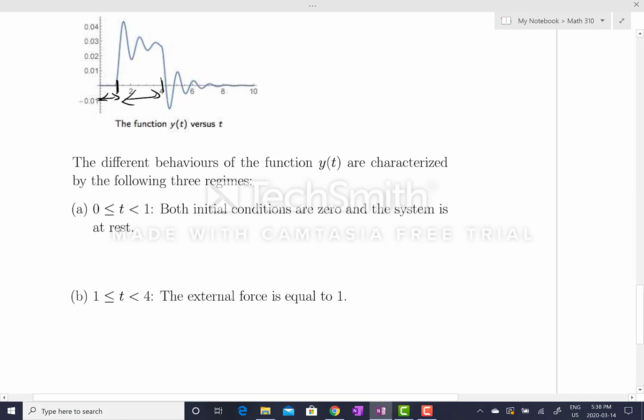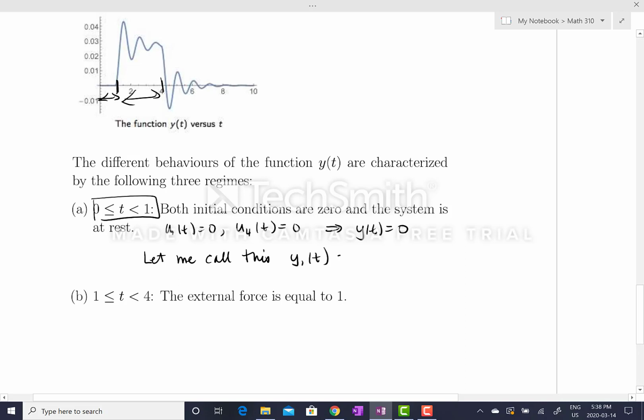So we have u1 of t is 0, u4 of t is 0. This is only in this area here between 0 and 1. Both of those things are 0, and that tells us that y of t is 0. The system is just sitting there at rest. Nothing has happened. Let me call this y1 of t, and it's equal to 0.